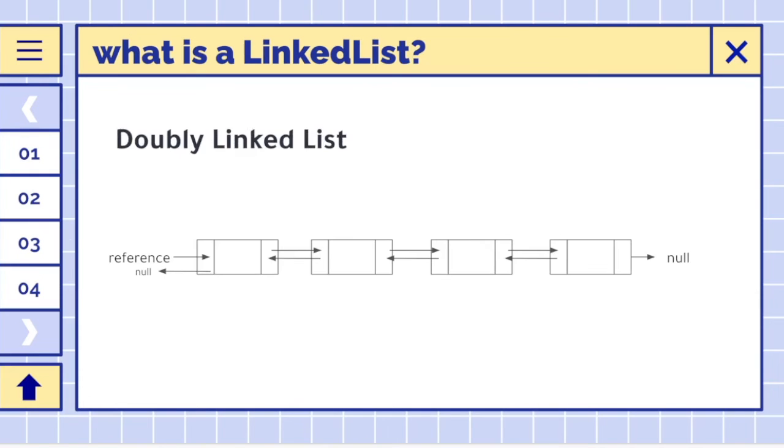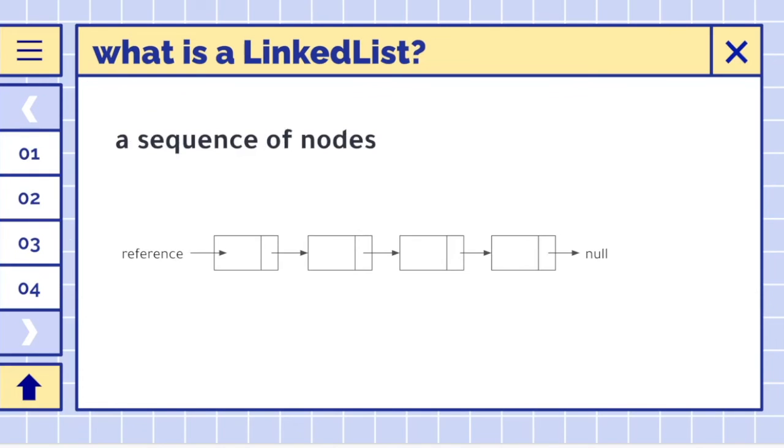There are a couple different types of linked lists. So this linked list here is a singly linked list, which means it just holds the address of the next node and it holds its own value.